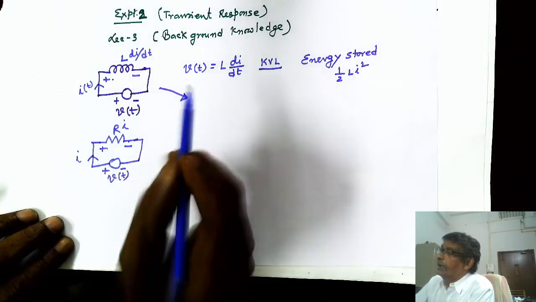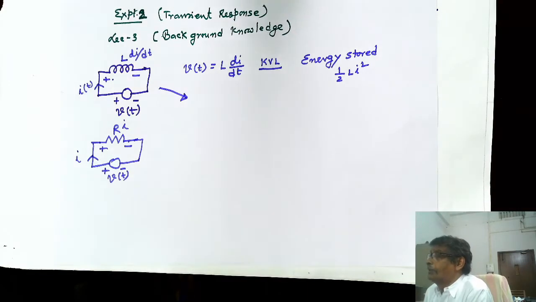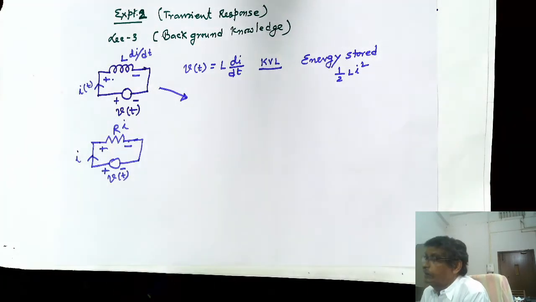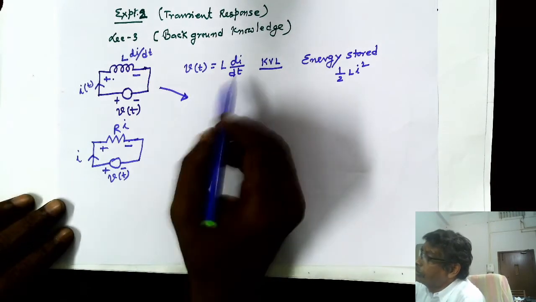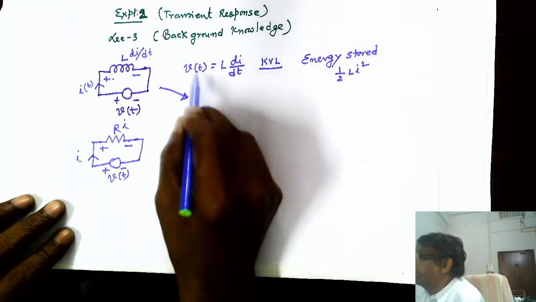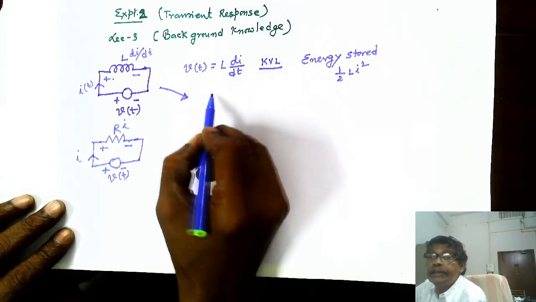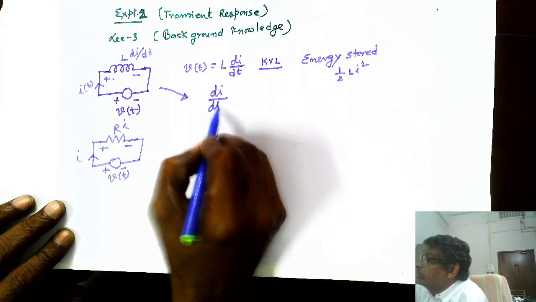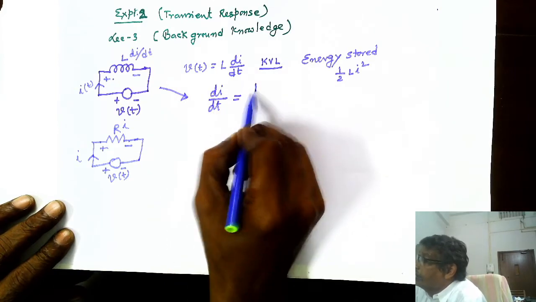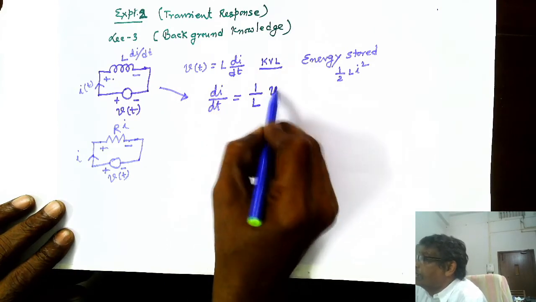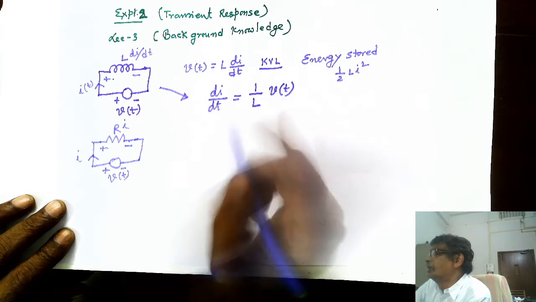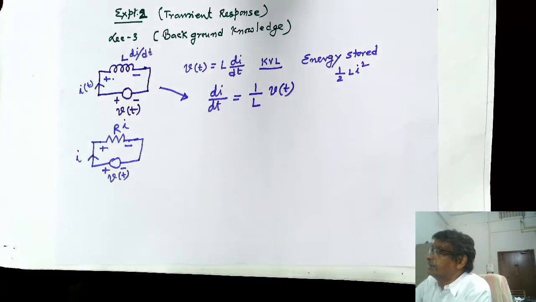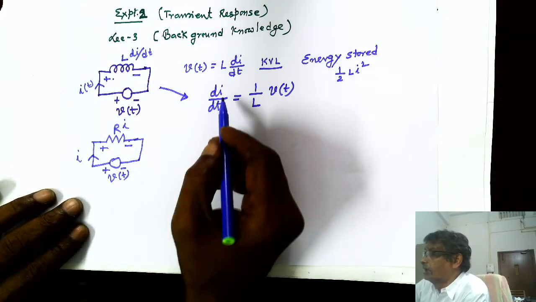You see, what is our problem? Problem is supply voltage is known. I want to find out the current. So what should I do? From this I write down the KVL equation, and then I say that di/dt is equal to 1 over L into V(t). Please listen very carefully to what I am doing in these steps. So di/dt is this. I want to find out i.